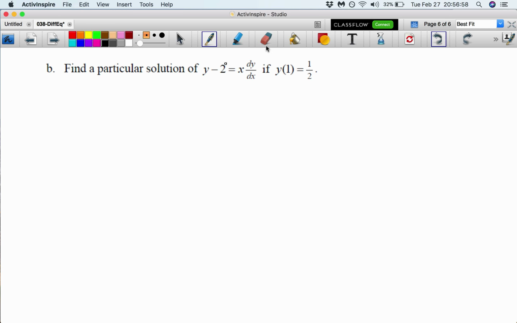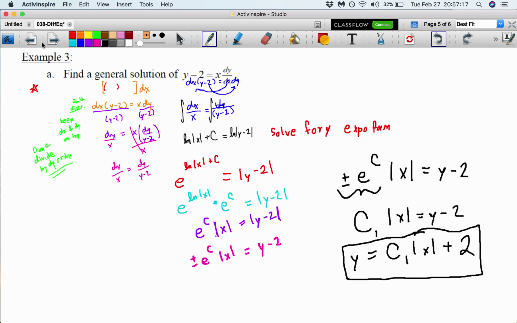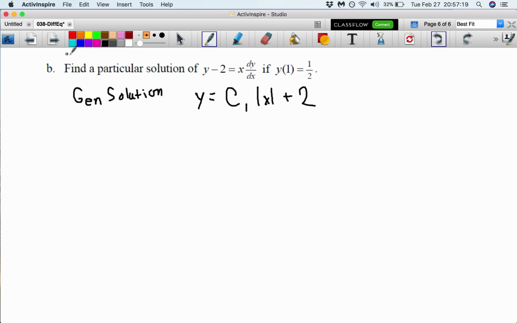There'd be no way to check your error except by making sure you hit the initial condition. Last but not least, it asks you to find a particular solution. So we know the general solution, again, is what we just found: y equals C1 times the absolute value of x plus 2. Make sure that's right. Good. y of 1 equals 1/2. A lot of students have trouble writing this as a point. It means when x is 1, y is 1/2.